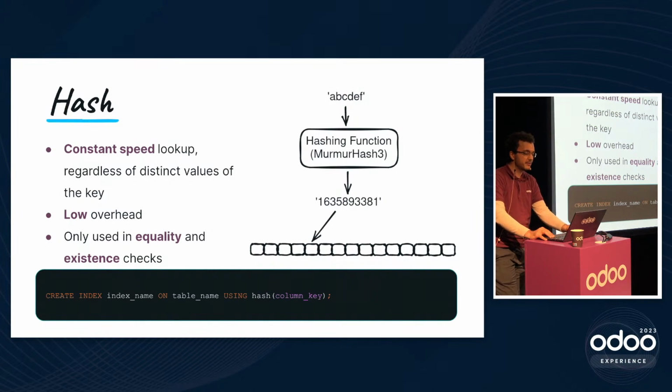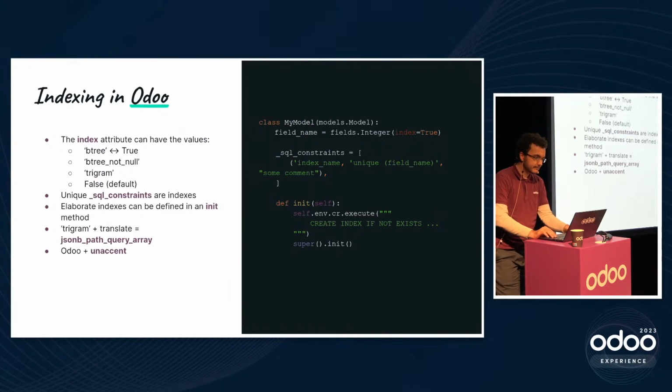It has a low overhead because it doesn't take that much memory. But the constraint is that it's only used for equality and existence checks. An existence check is like, is it new or not? In our case, for Odoo, its practical use is for selection fields, because you always have a constant number of keys used for selection fields, and you always check, is the field equal to something in a selection, or is it in multiple keys of the selection?